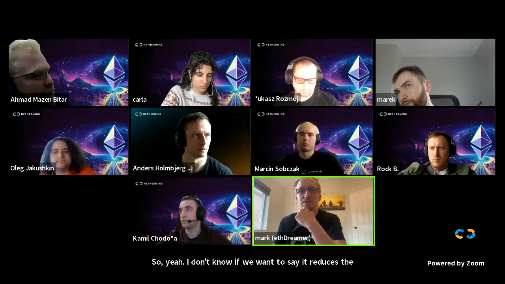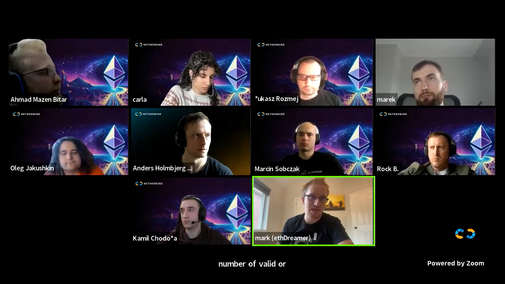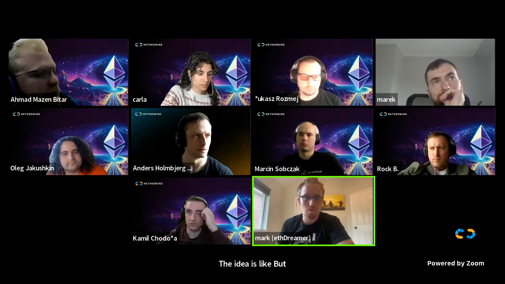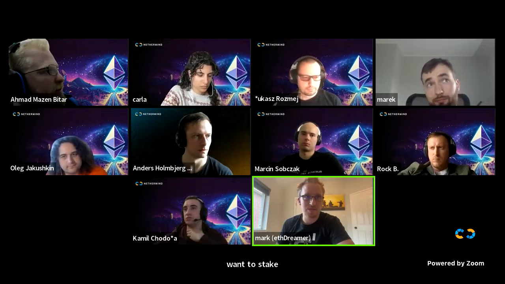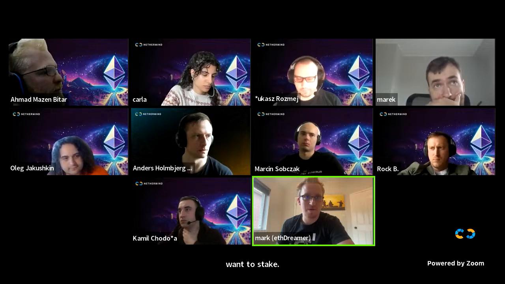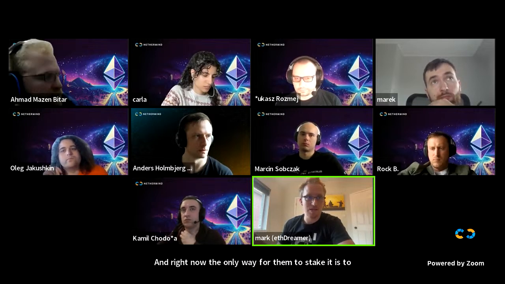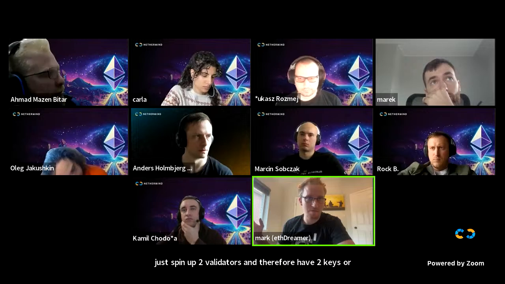So yeah, I don't know if we want to say it reduces the number of validators or, more importantly, reduces the number of keys, because the stake remains the same. The idea is there's plenty of people on the network that have more than one validator worth of ETH that they want to stake. And right now, the only way for them to stake it is to spin up 2 validators and therefore have 2 keys or N keys, depending on how much ETH they have.